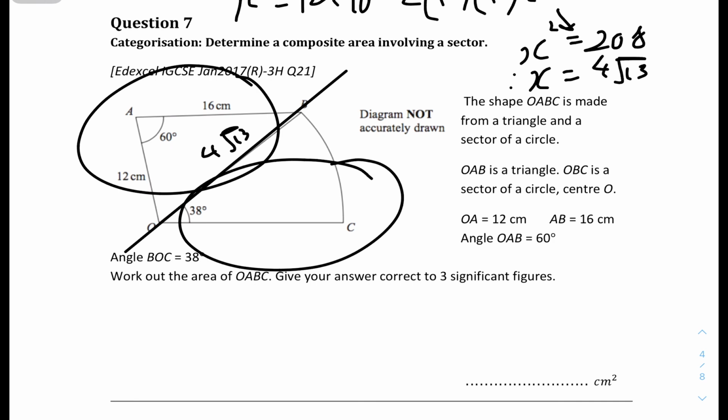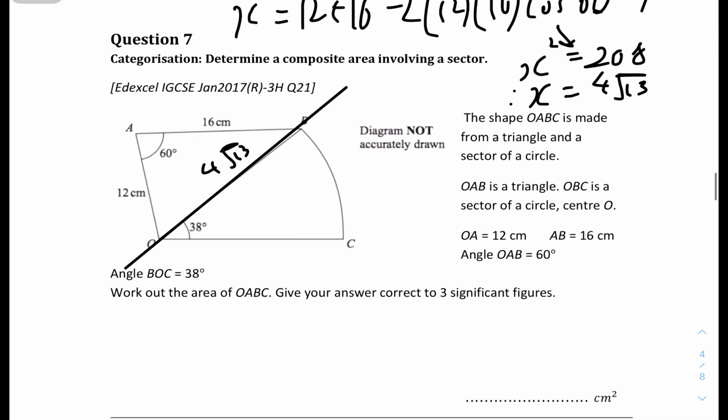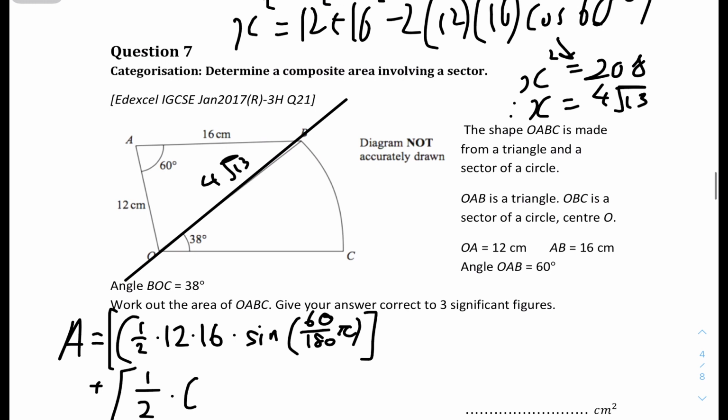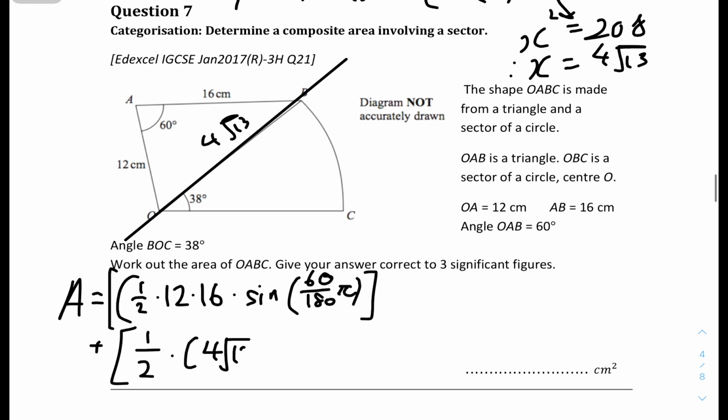And use the sector area. So the area of the triangle on the left will be half AB, 12 times 16 times sine C, which we'll use in radians, so it'll be 60 divided by 180 pi in radians, plus the area on the bottom, the sector, like a slice from a circle, which will be half r squared theta, so 4 root 13 squared times theta, which is 38, but we'll turn it into radians, like so.